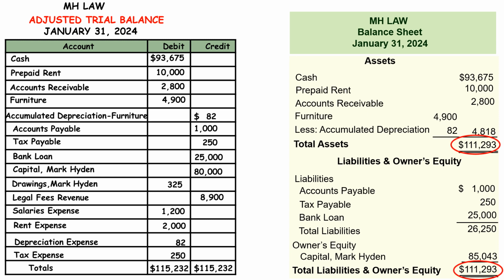Remember that what the business has, the assets, the resources, must equal the claims to those resources. So the claims by the creditors are $26,250, and the claims by the owner to those resources are $85,043. Now those total assets must equal total liabilities and owner's equity. So this is how our balance sheet will look. Again, all the information will be copied from the trial balance with some headings so that it is easier to read and understand the balance sheet.